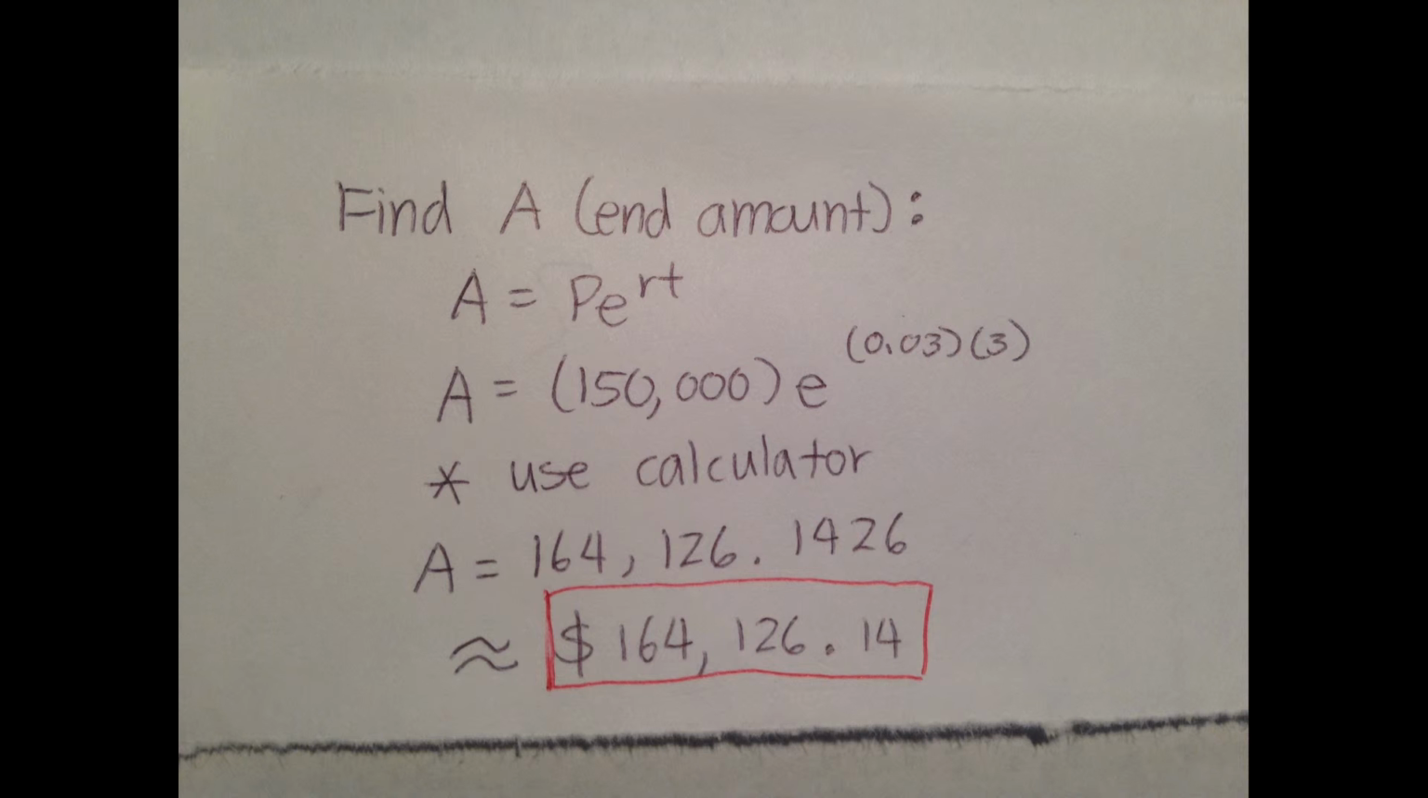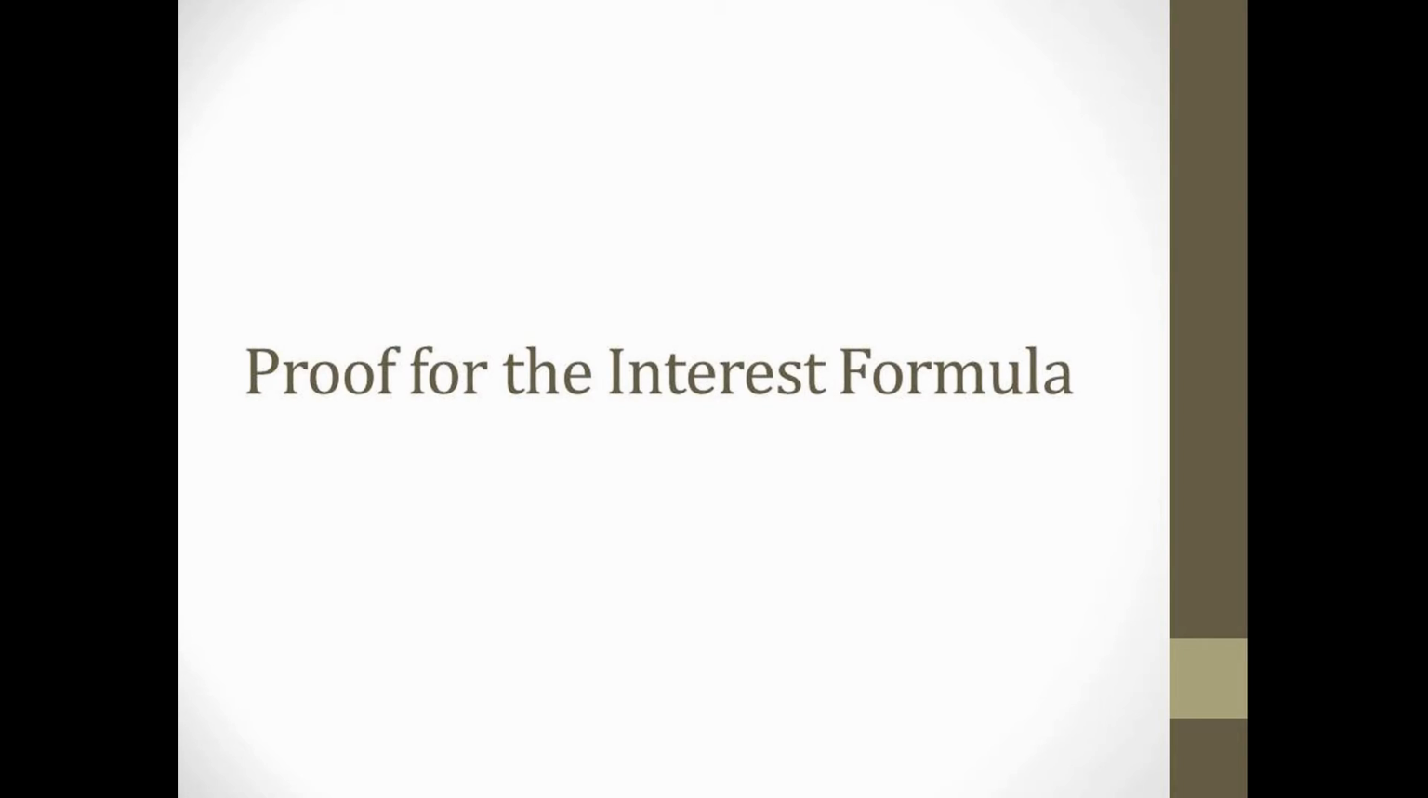Find A, the end amount. We use the formula A equals P times E to the RT power. We plug in the information. A is equal to 150,000 times E to the 0.03 times 3 power. We use a calculator and we get A is equal to 164,126.1426, which is ultimately $164,126.14.